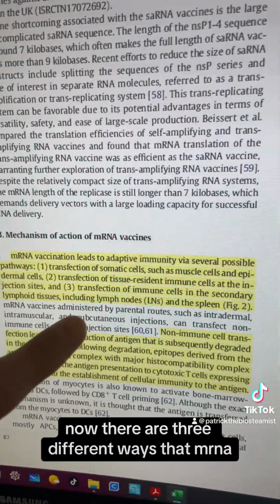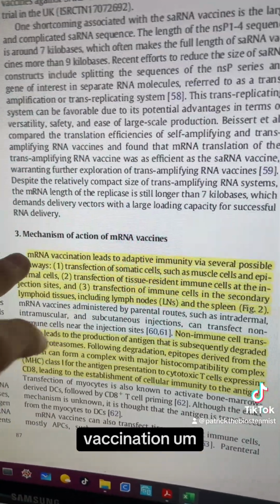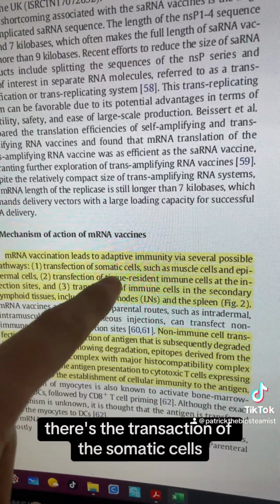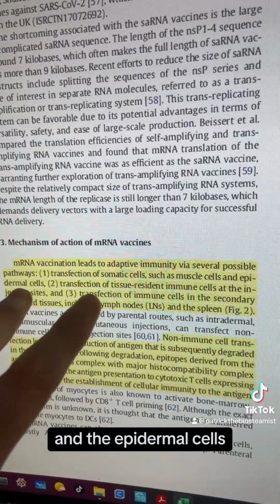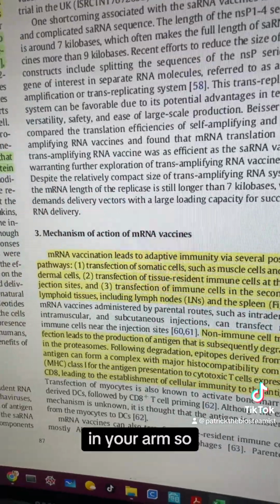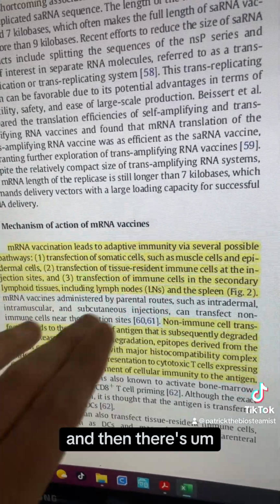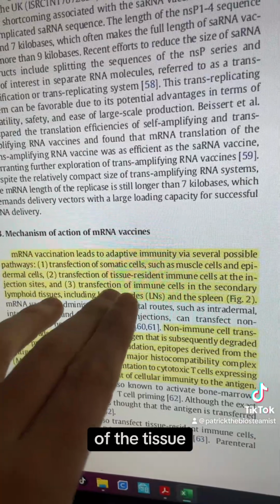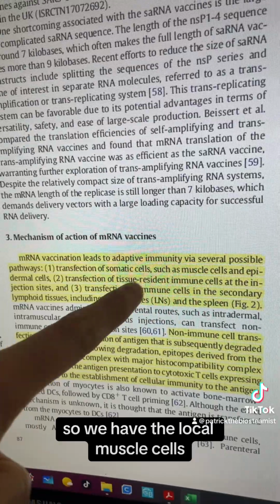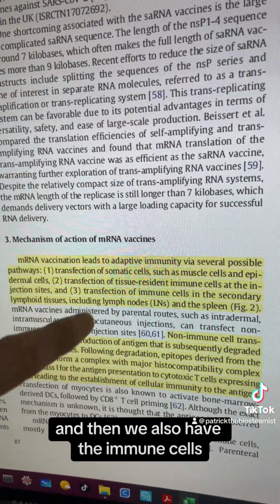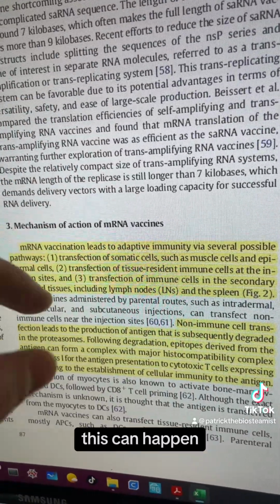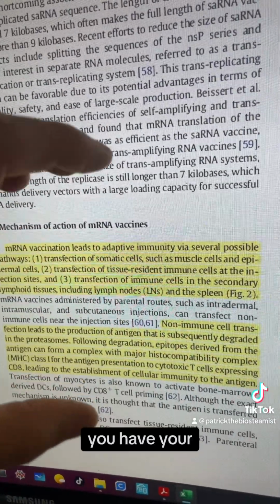Now, there are 3 different ways that mRNA vaccination can confer immunity to you. There's the transfection of the somatic cells, such as the muscle cells and the epidermal cells. So this would be the tissue in the immediate area where the injection was placed in your arm, so in that deltoid muscle. And then there's the transfection of the tissue-resident immune cells at the injection site. So we have the local muscle cells and skin cells, and then we also have the immune cells that are close by.